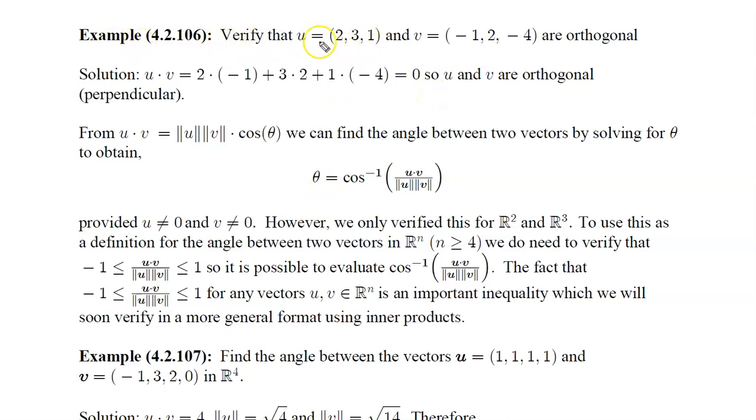So let's take a look at this example here. If we're given that u is the vector 2, 3, 1, that's in R3, and v is the vector -1, 2, -4, let's verify that they are orthogonal vectors. All we have to do is take the dot product, u dot v. That's going to be 2 times -1, plus 3 times 2, plus 1 times -4. And when we add all this up, we get -2 plus 6, so that's 4 minus 4. Yep, we get back 0. So therefore u and v are orthogonal or perpendicular.